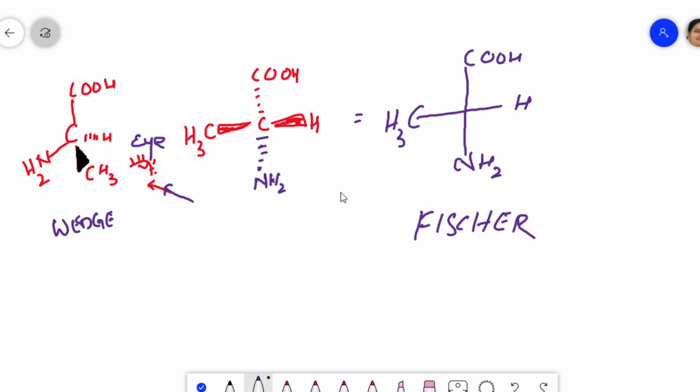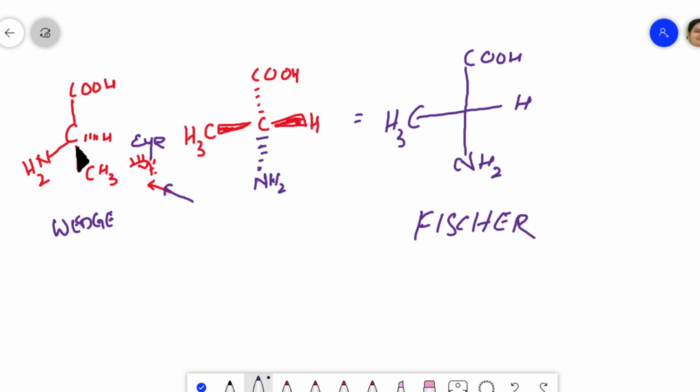So here the wedge is what? Your darkened end part. Whatever darkened part is the wedge, and the dotted line is what? Away from the viewer. Okay, so I believe you could understand the wedge and Fisher structures.